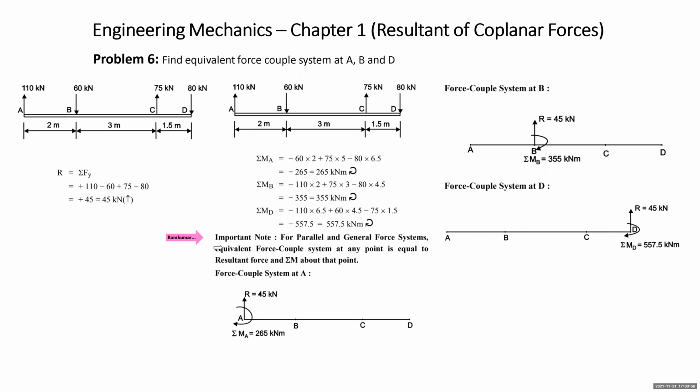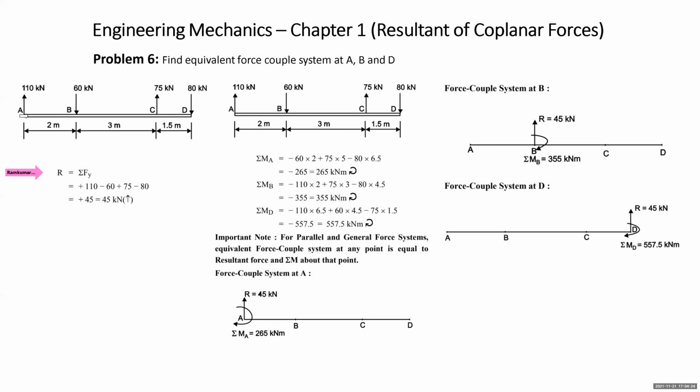The equivalent force couple system at any point is the resultant force and sigma M about that point in the given diagram. Now look, first I have found the resultant here. Resultant is sigma Fi since all forces are parallel to the y-axis. So 110 is positive up, 60 negative down, 75 up positive, 80 down negative. So what does it come to? Plus 45, that is 45 kilonewton upward. So you have found the resultant. One task is done.